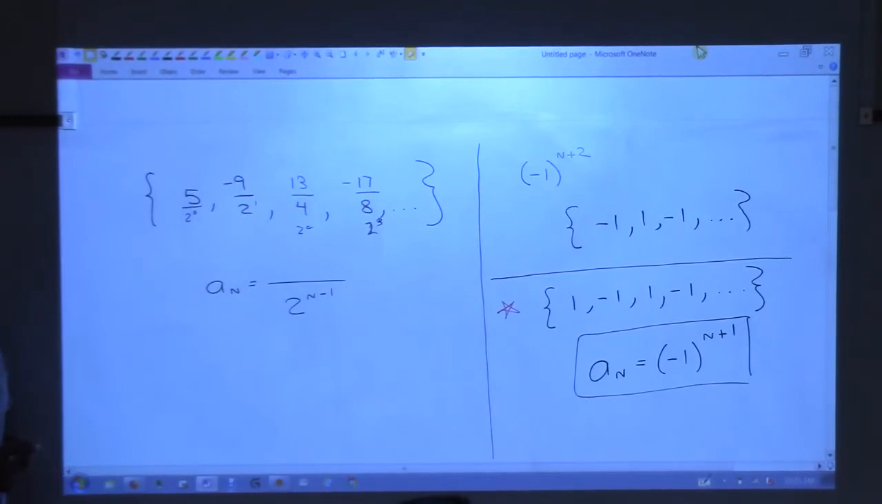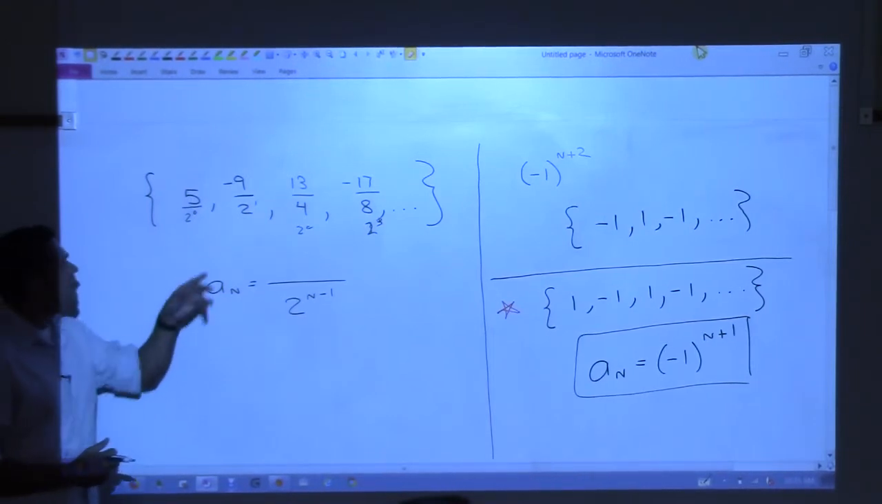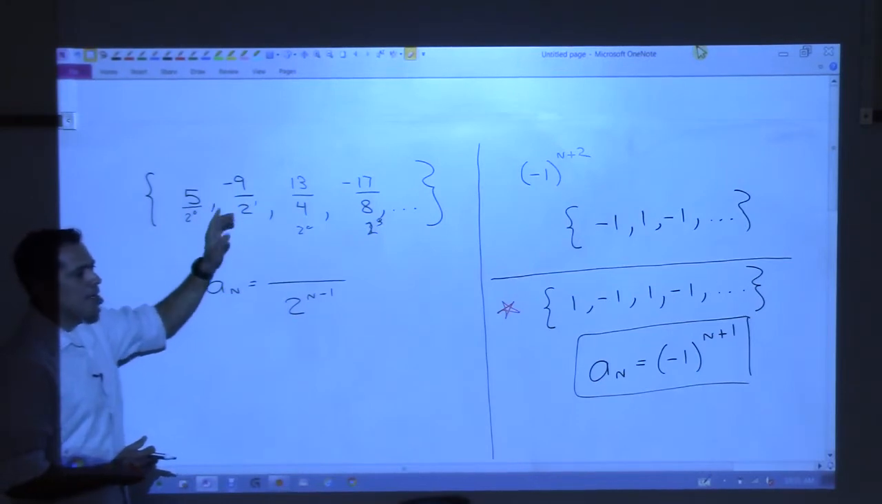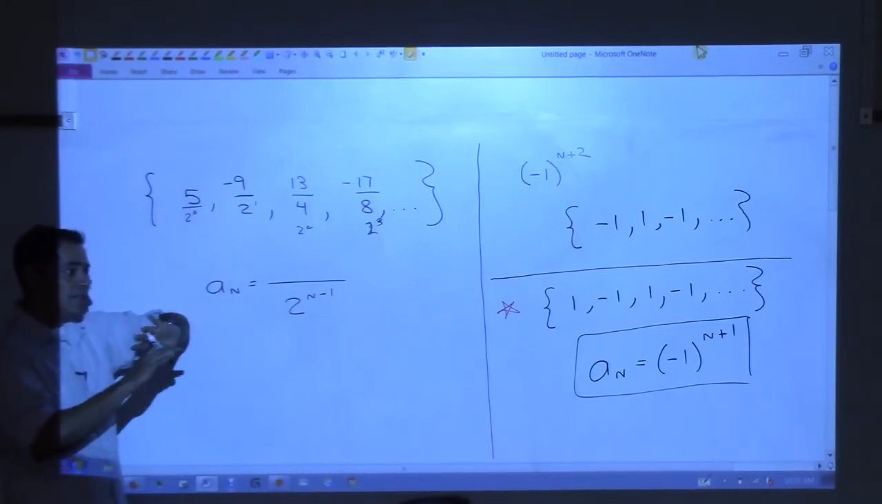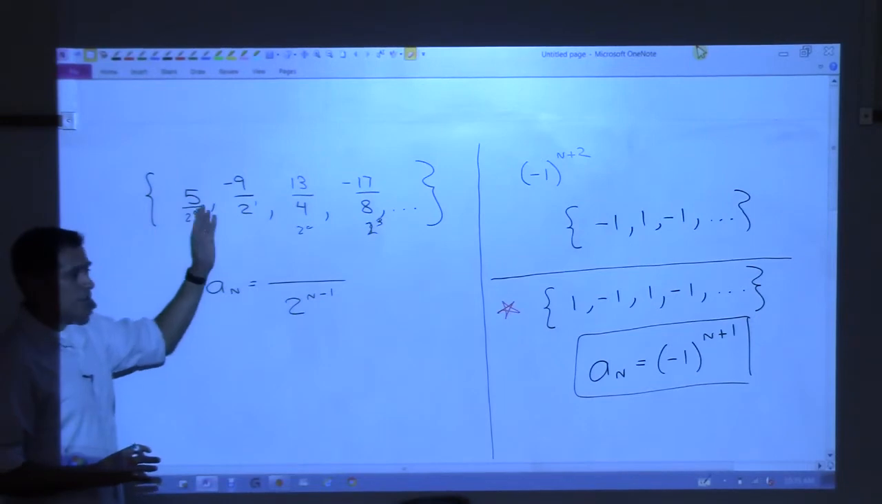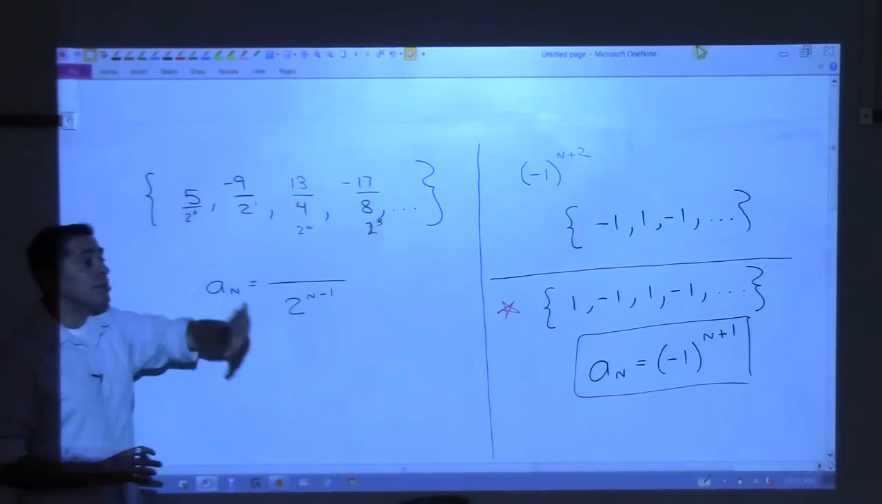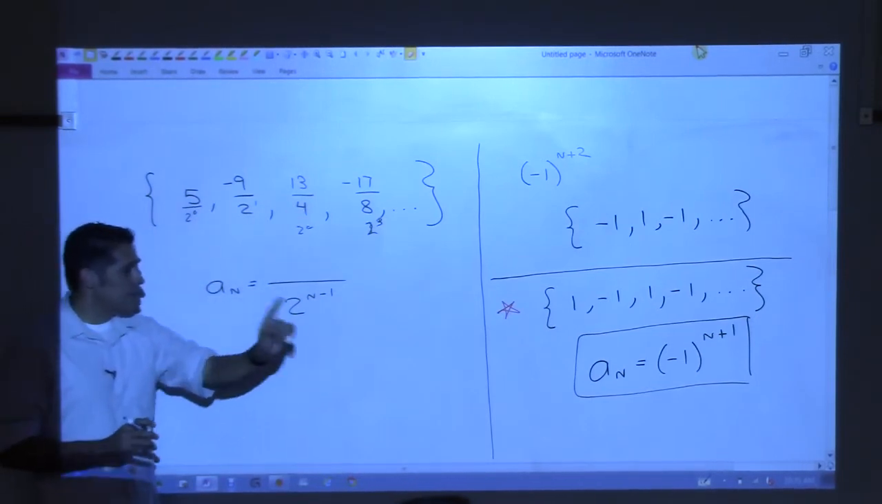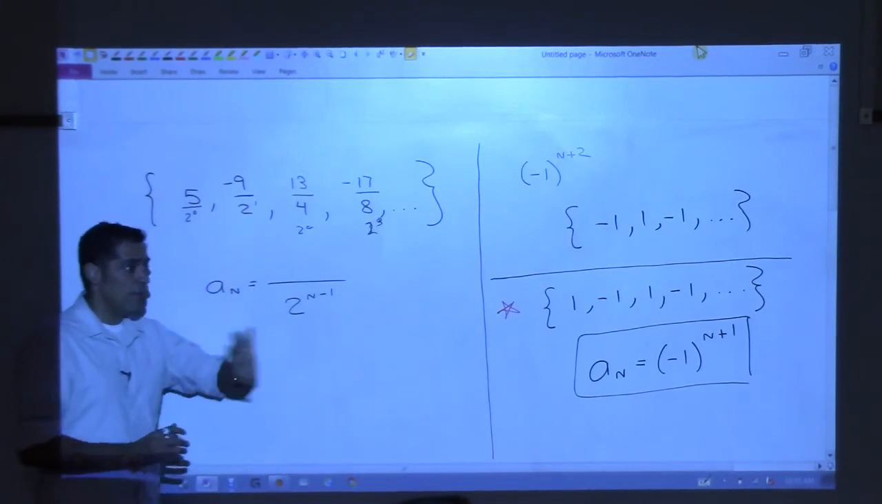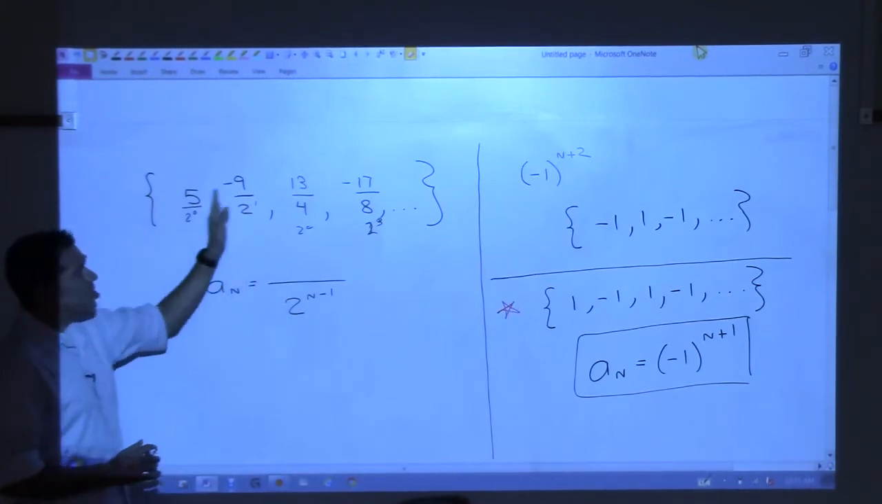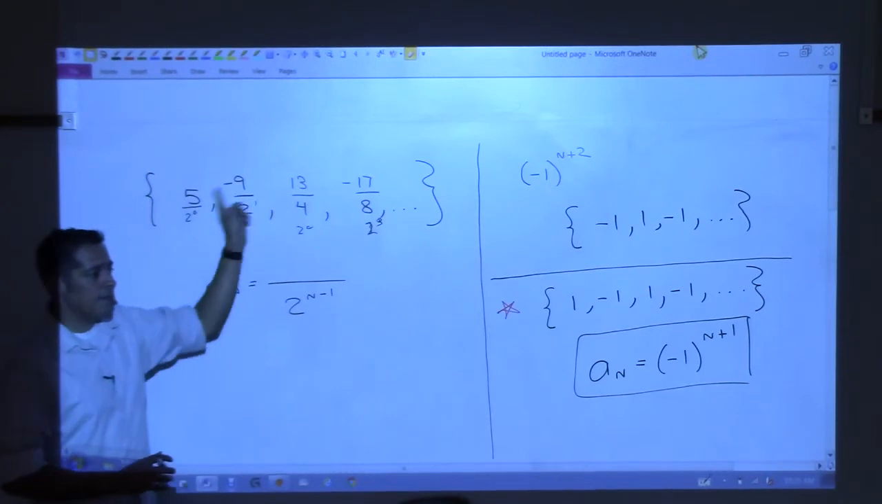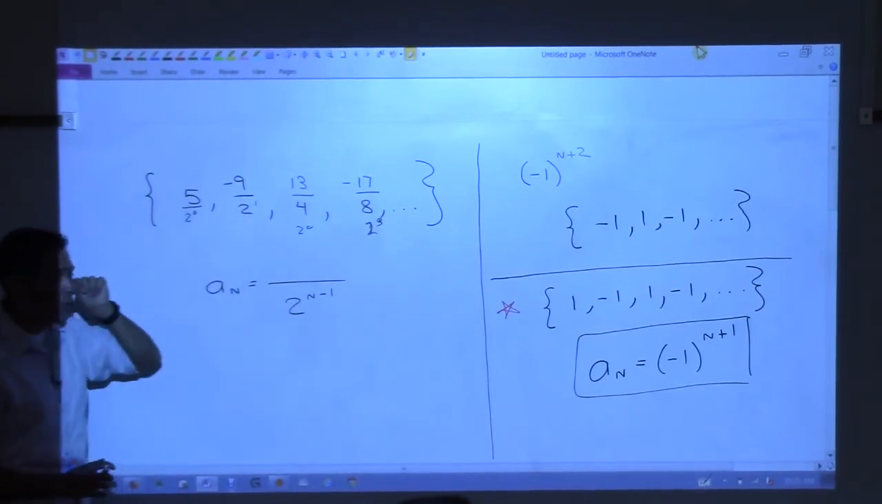Oh, it's different. So I think what might be throwing you off is this is minus, right? I want you to completely separate this. This is alternating, isn't it? So ignore the signs, because you can make this alternate with a formula. If you're just looking at the numbers without the signs, could you make 5, 9, 13, 17 for me?